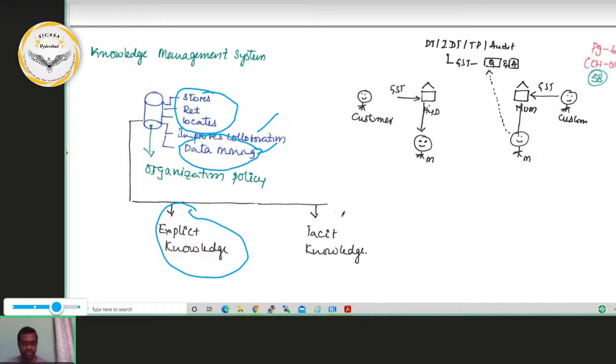Okay. Now, where do we use these decision support systems? These decision support systems are used for the purpose of solving capital budgeting problems, ratio analysis, which will be used in investment portfolios, etc.